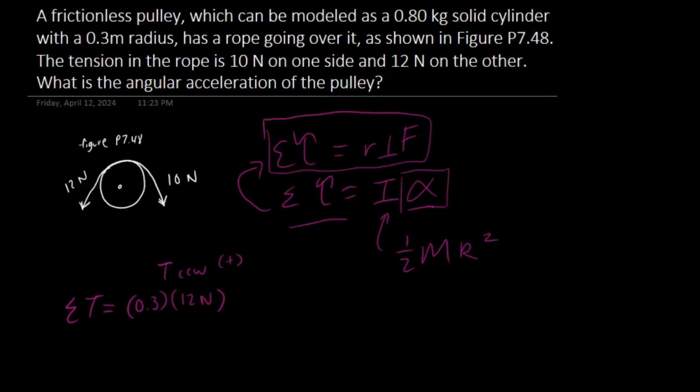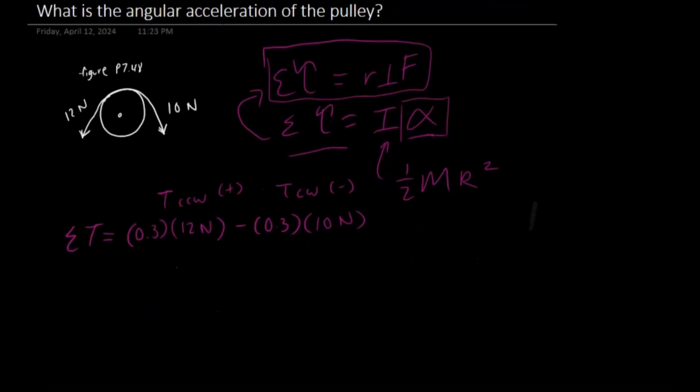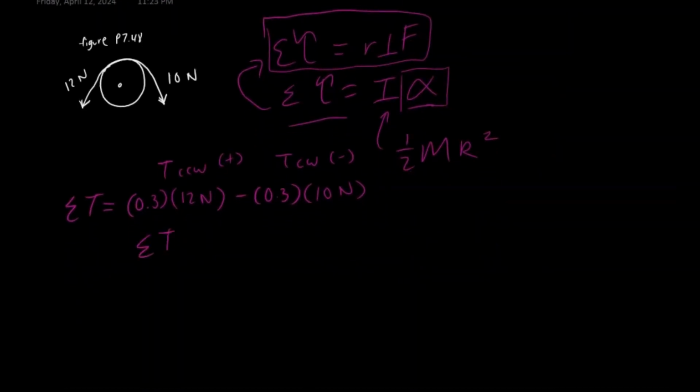But now we have that negative end, right? Because the 10 newtons is going the other way. So now we have to subtract 0.3, that's the R, times 10 newtons. And so this side is the torque that's acting clockwise, otherwise known as negative. And that gives us net torque equals about 0.6 Newton meters.